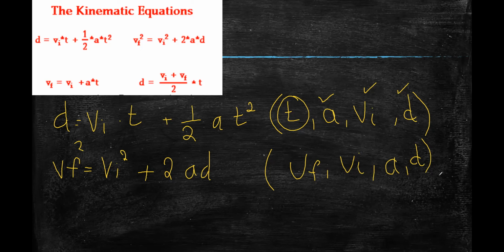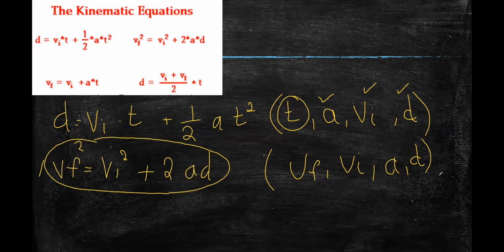The first one here, so how can I solve it? I look at the question. If the question gives me the v final, the v initial, the acceleration, and asks me about the distance, I will use the second one. But if he gives me the time, the acceleration, and the v initial, I will use the first equation. Is it clear?